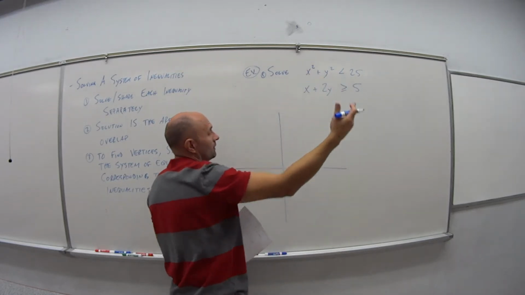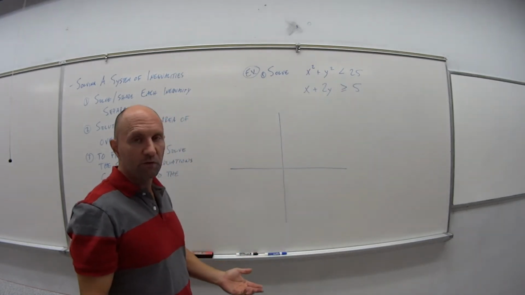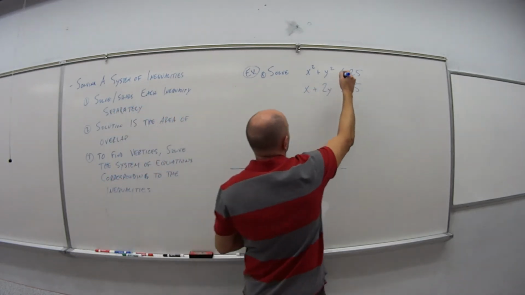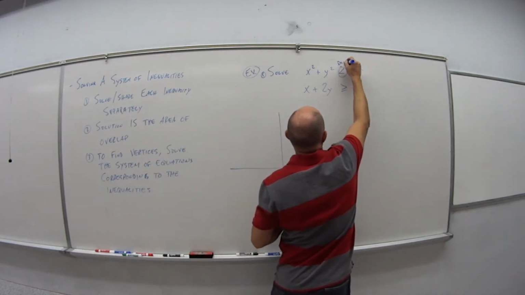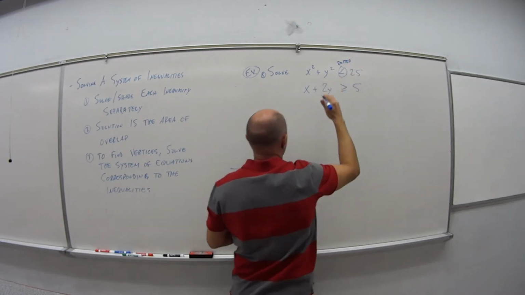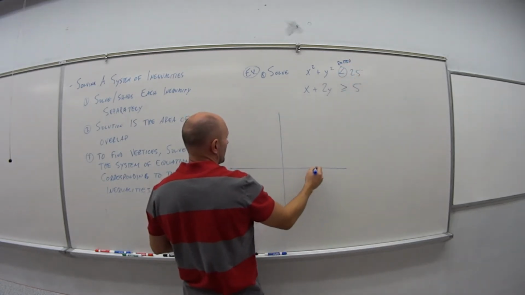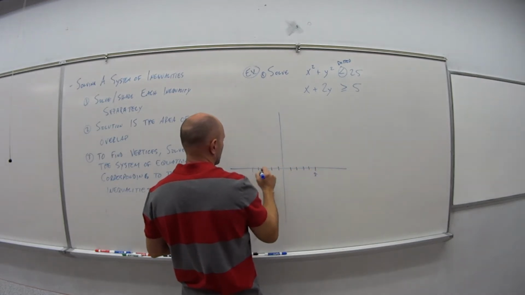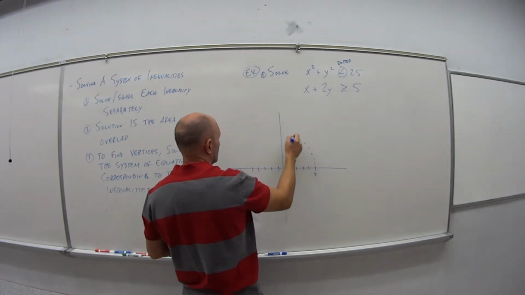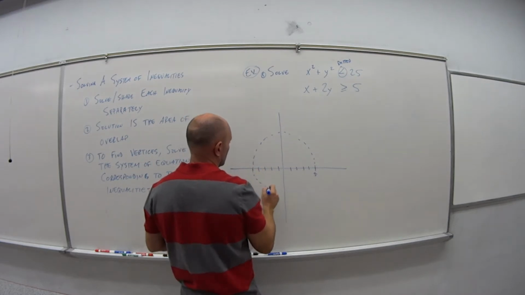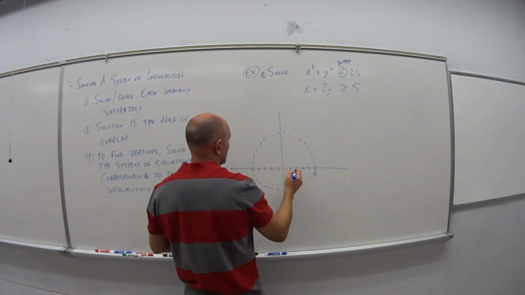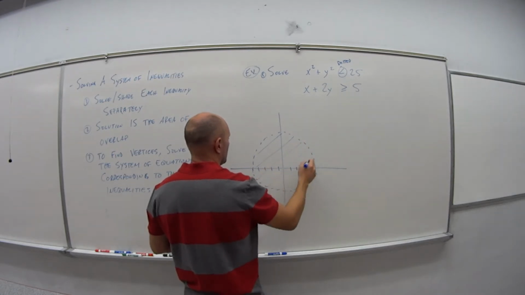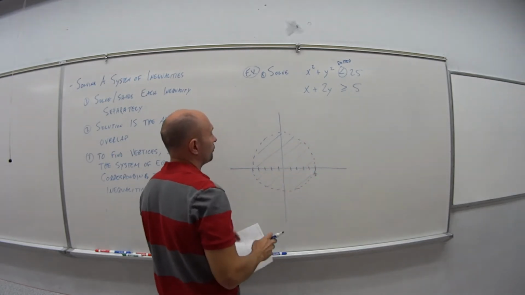The first one is like the example that we ended with in video 1, right? It's our circle, dotted line, radius of 5, and it was shaded inside. So the blue one here is equation 1, the circle.